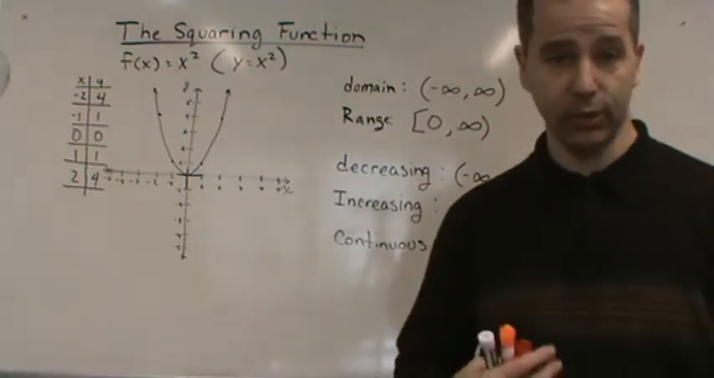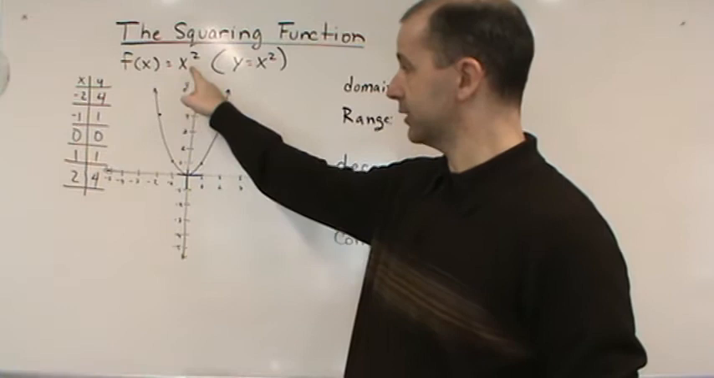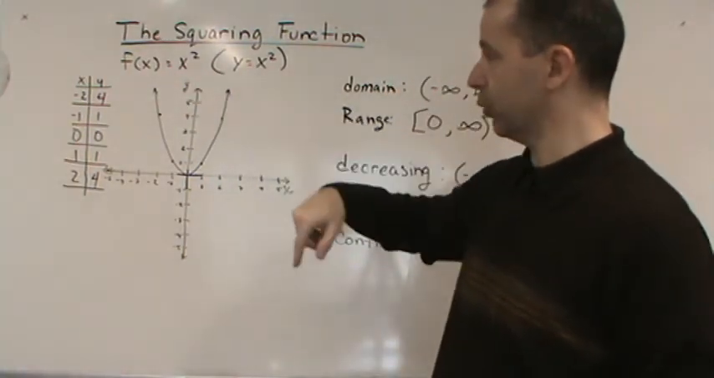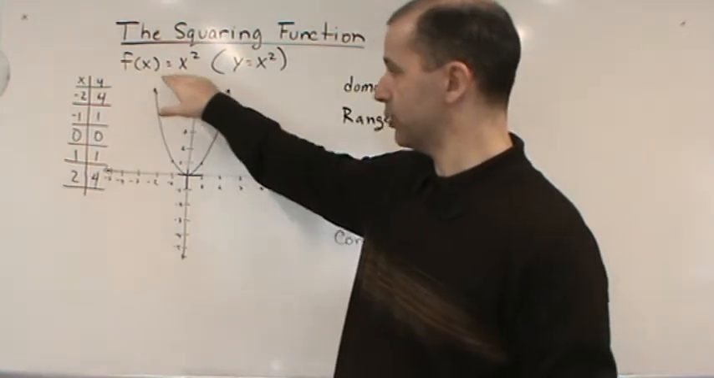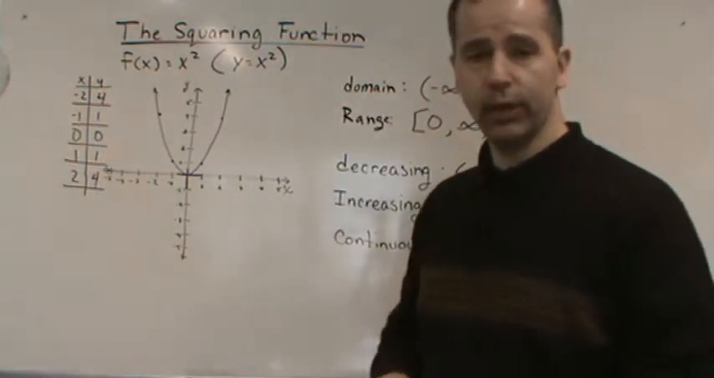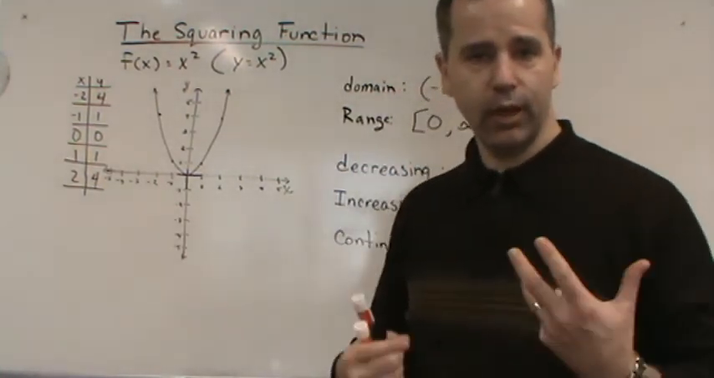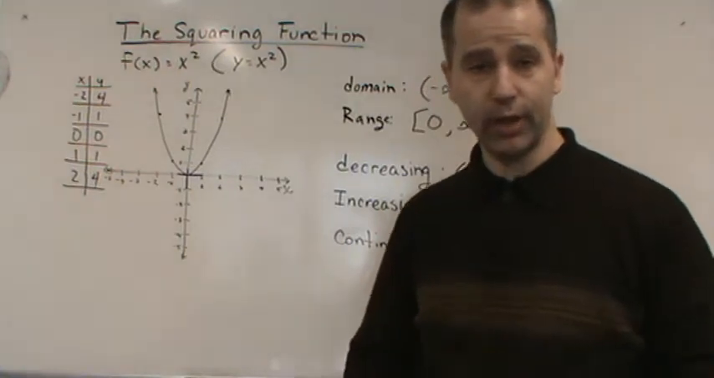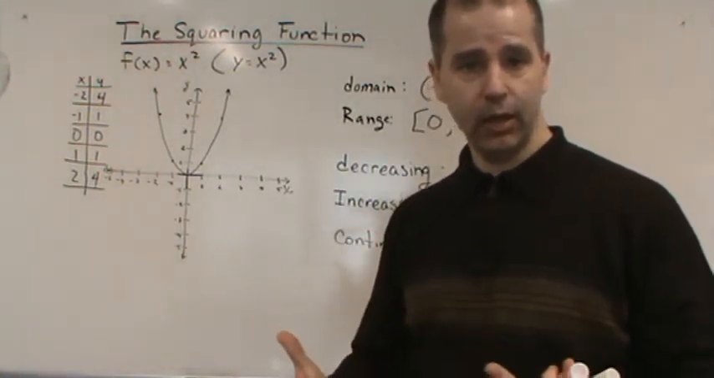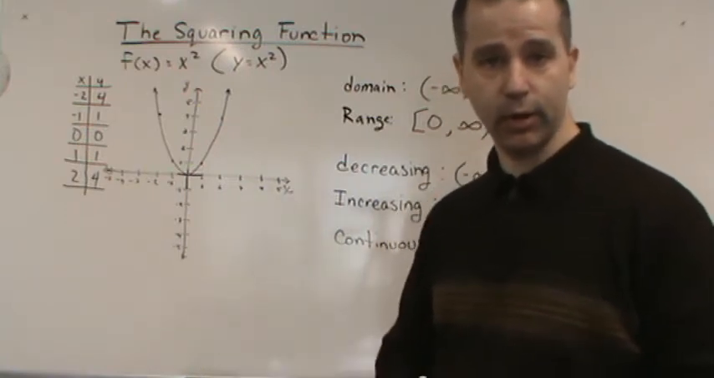So what does it look like? Well, like I said, it looks like a parabola. It has the form f of x equals x squared, or y equals x squared. Again, we're going to use function notation, but realize f of x is equal to y. This is where all those quadratic functions we've been dealing with come from, this basic function. You can make all the other quadratic functions from the basic squaring function.